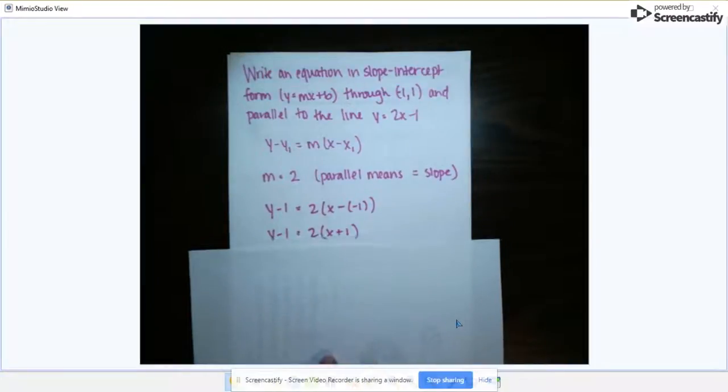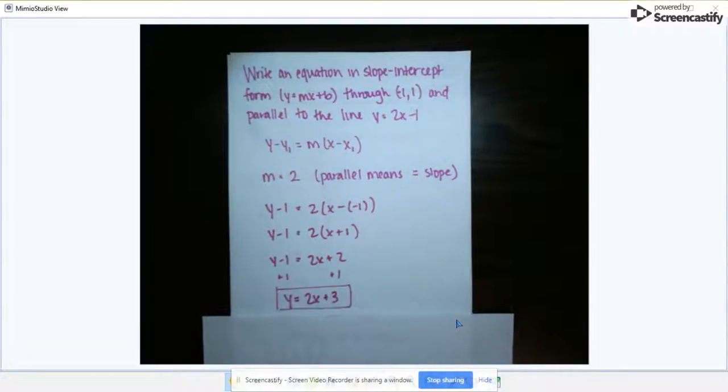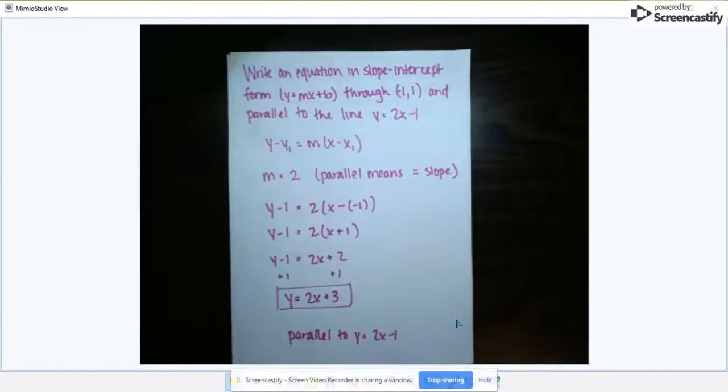Minus a negative turns into plus, so y minus 1 equals 2 times x plus 1. Distribute on the right side. Now we're going to add 1 to both sides. We get y equals 2x plus 3 is our equation that's parallel to y equals 2x minus 1.